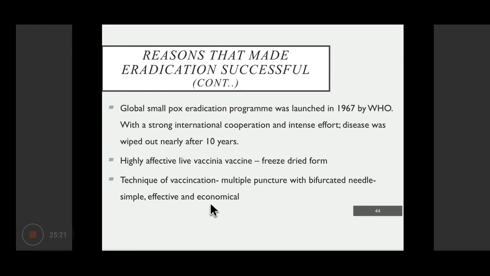And the technique of vaccination was also very simple. It didn't require any special training and was not very technical. It basically consisted of a bifurcating needle, which carried the drop of the vaccine, and multiple punctures were done on the skin using that.